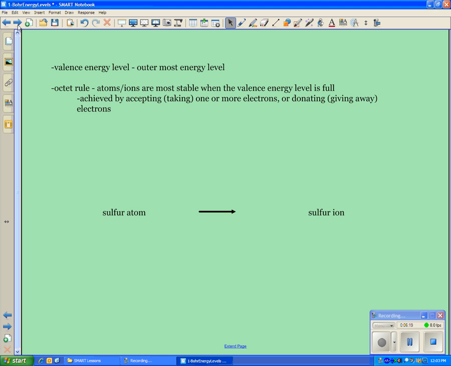If we look at the example of the sulfur atom, like what we did on the last slide, we would have 16 protons, 2 electrons in the first energy level, 8 in the second energy level, and 6 electrons in the outer energy level or valence energy level. The octet rule says sulfur would be more satisfied or is more stable if it were to gain 2 electrons. So 2 more electrons would allow us to have a full valence energy level.